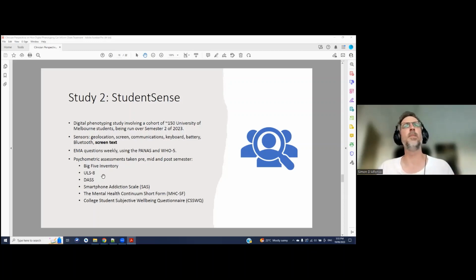And our psychometric assessments are these ones taken pre, mid, and post-semester. The Big 5 Inventory, which is a personality scale, to measure the Big 5 personality traits. That's a shortened version of the UCLA loneliness scale. That's the DASS, depression, anxiety, stress. We've added these 3: the smartphone addiction scale, this mental health continuum short form, which is more of a general well-being and positive psychology scale, and this novel scale here, the college student subjective well-being questionnaire, which has just been developed in the last couple of years, and we thought we might explore that in relation to some of the data we're collecting also.